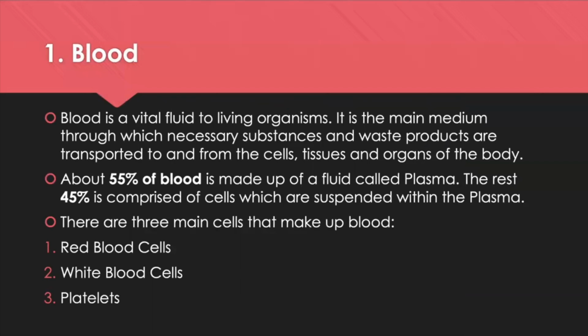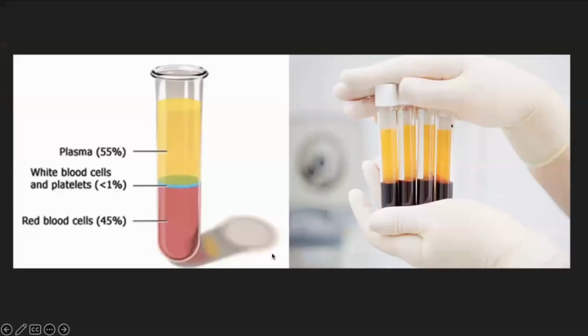Now, about 55% of blood is made up of a fluid called plasma. The remaining 45% is comprised of cells which are suspended within that plasma. This 45% of cells consists of three types of cells: red blood cells, white blood cells, and platelets.